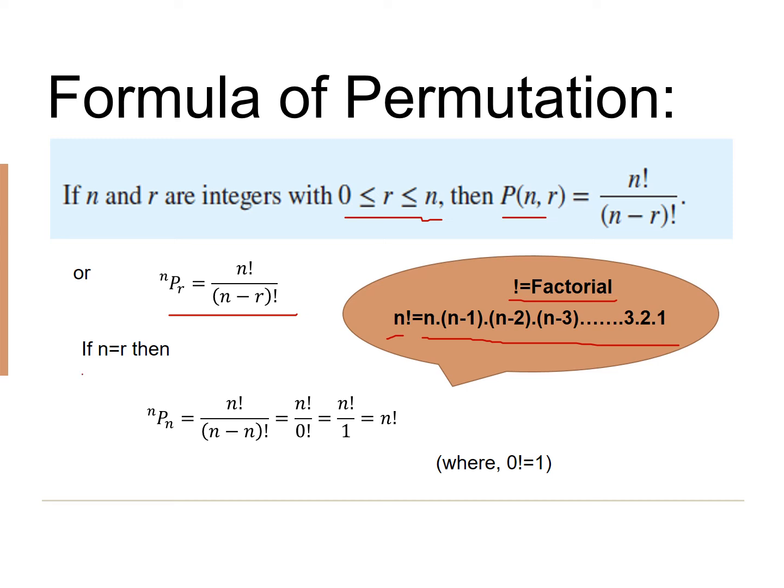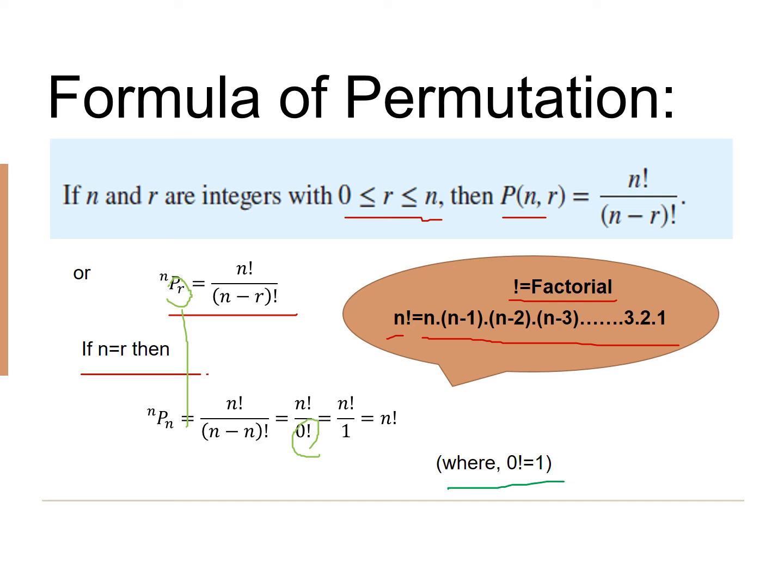Now let us consider a particular case. If we have n equal to r, then what will happen? Instead of r, we replace it with n. Then the formula will be n factorial over n minus n factorial. N minus n factorial will give us 0 factorial, and 0 factorial is actually equal to 1. So we have n factorial by 1, that is n factorial.